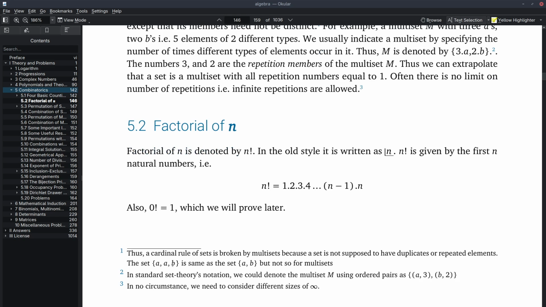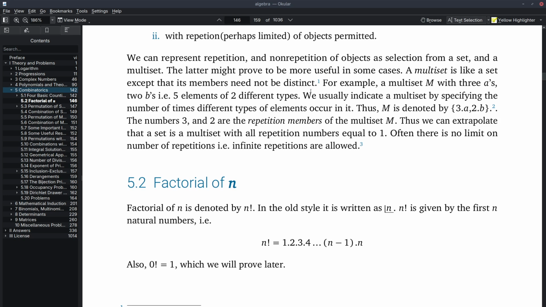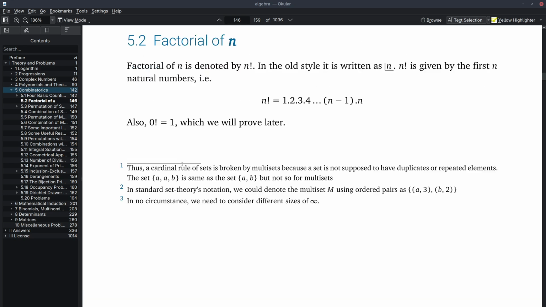So there are 3 footnotes which you can read. Footnote 1 was here, when we talked about non-distinct elements. Thus, the cardinality of sets is broken by multisets, because a set is not supposed to have duplicates or repeated elements. The set {a, a, b} is the same as the set {a, b}, but not so for multisets. In standard set theory notation, we could denote the multiset M using ordered pairs like this. And about infinity, in no circumstances do we need to consider different sizes of infinity.